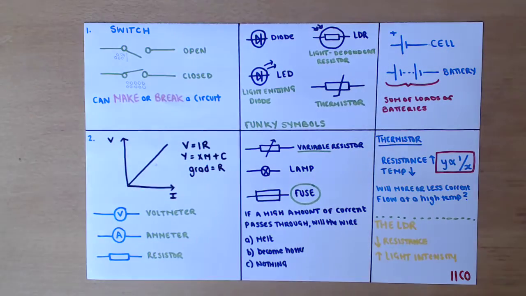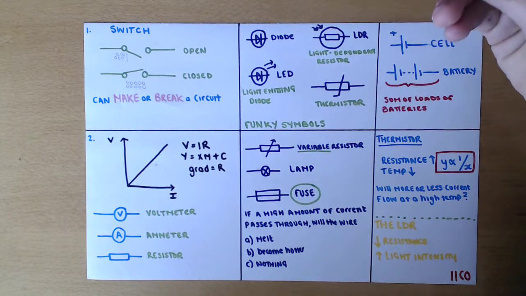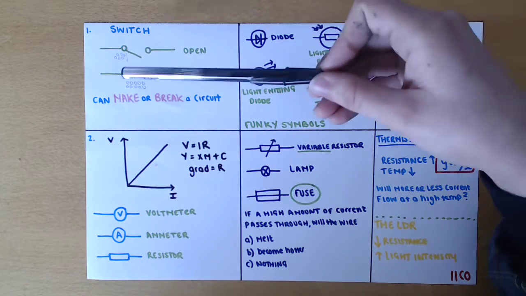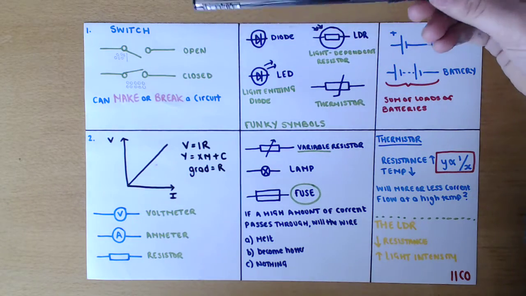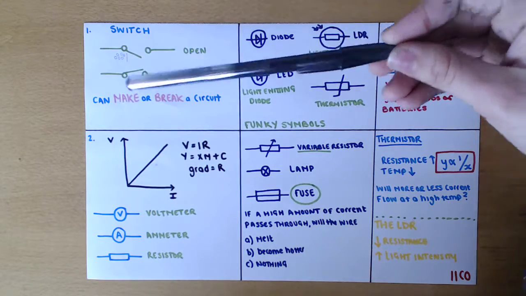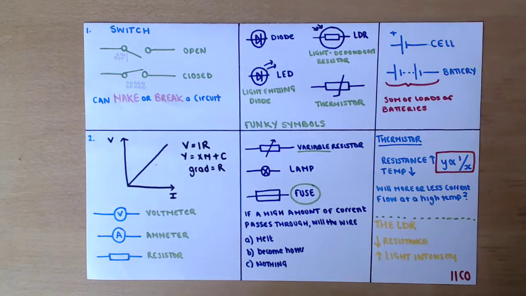Today we're going to have an electrical circuit recap. So let's start off with a switch. Now this is what a switch looks like when it's open. There's a gap between it, so the electrons cannot flow, current does not flow. But with a closed switch, the bridge is closed and the electrons can flow, so the current can flow.